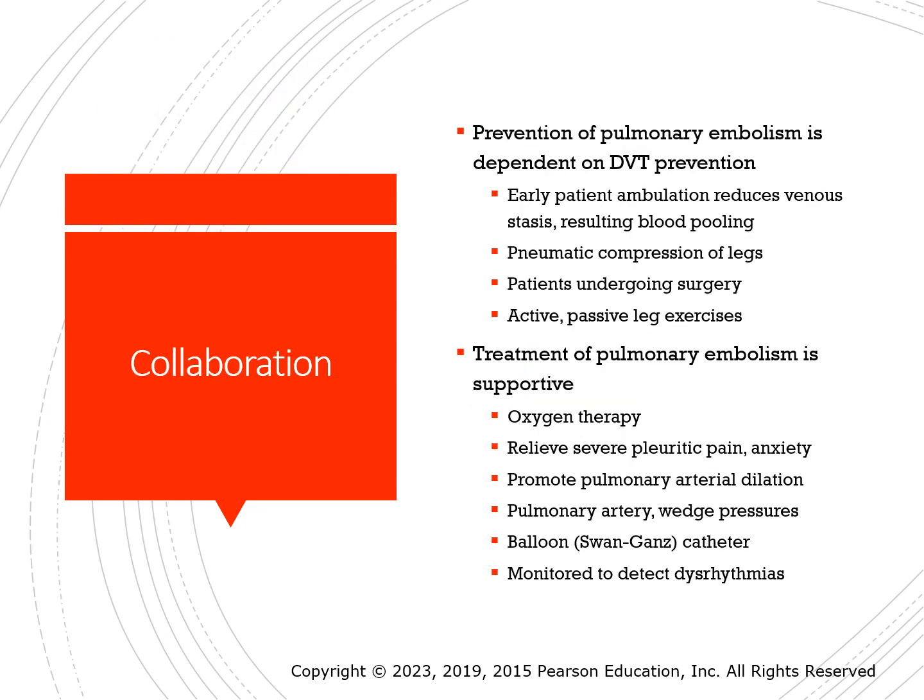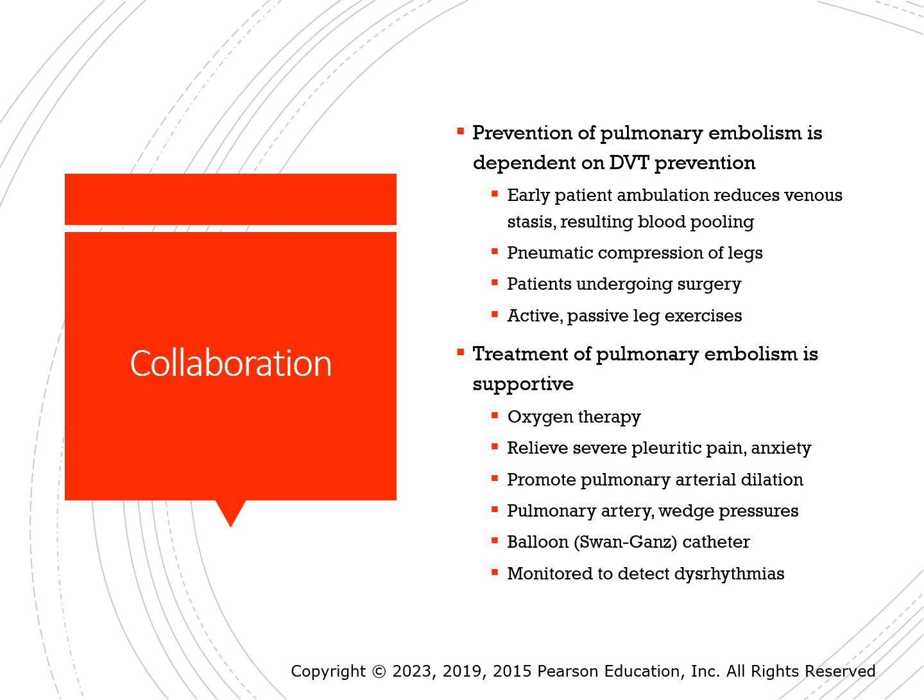So what's our collaboration? Prevention of pulmonary embolism is dependent on DVT prevention. Early patient ambulation reduces venous stasis and resulting blood pooling. So remember, teach them while they're sitting down: move your ankles around, flex your legs while you're in the chair, lift them up and down. Early patient ambulation, you've got to get them up. It helps reduce venous stasis and resulting blood pooling in the lower extremities.